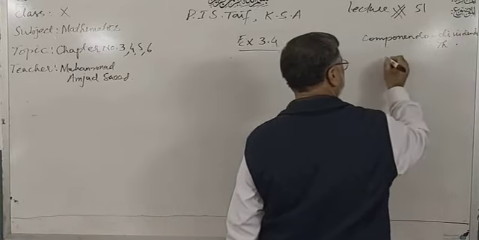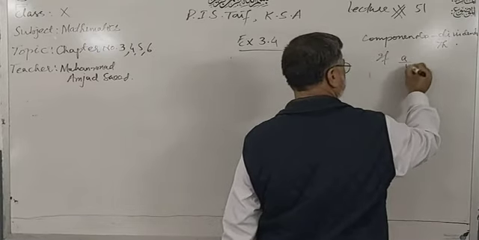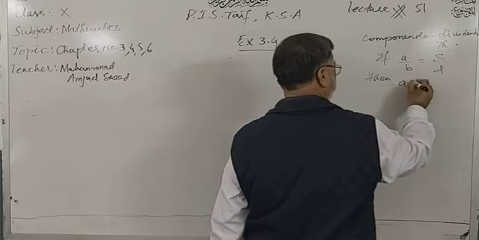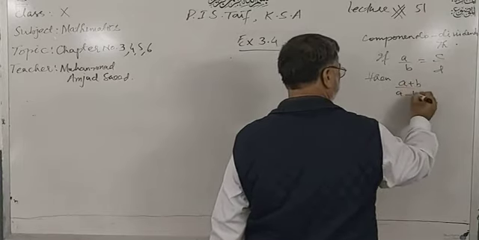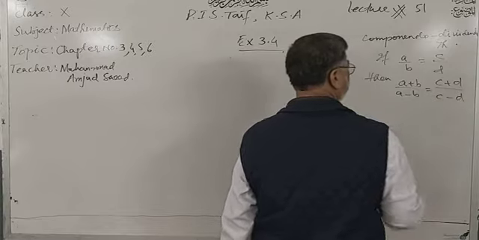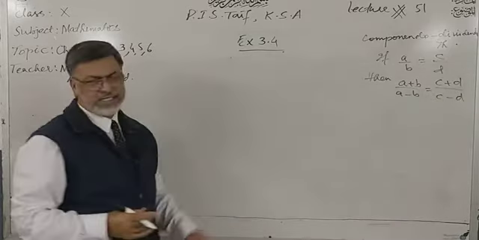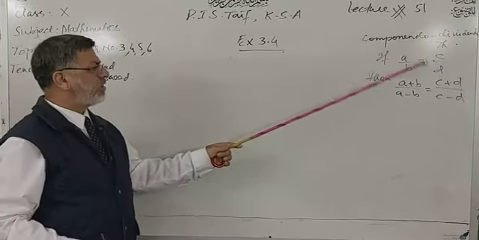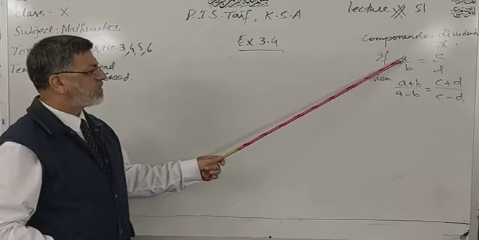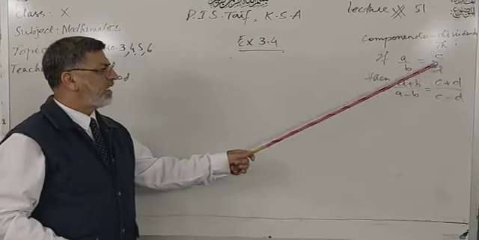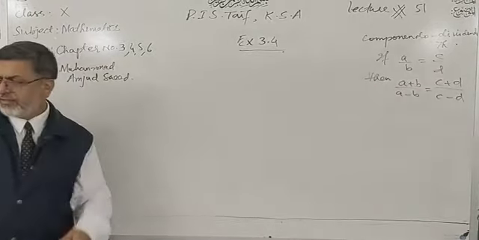If A over B is equal to C over D, then A plus B over A minus B is equal to C plus D over C minus D. This is known as the componendo dividendo theorem. A over B is equal to C over D, A plus B over A minus B, C plus D over C minus D. This is the formula.